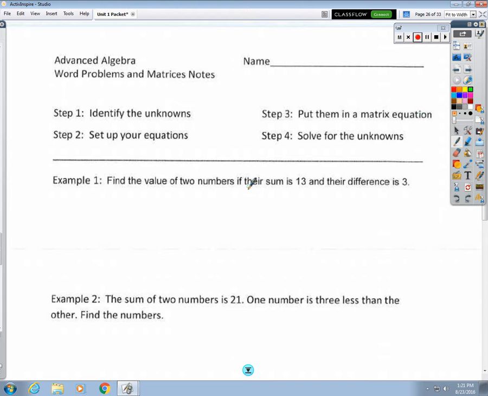Okay. Today we're basically doing the same thing, except they didn't give us the two equations, they gave us sentences. And you're going to have to take it from sentence form and make it an equation. Some of these are easier than others. Find the value of two numbers if their sum is 13 and their difference is 3.